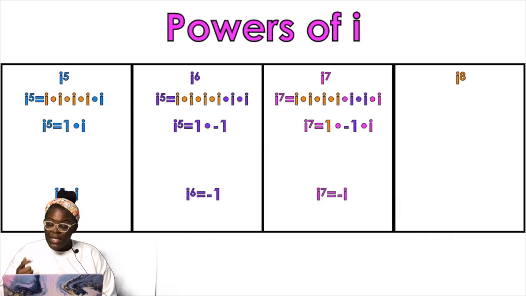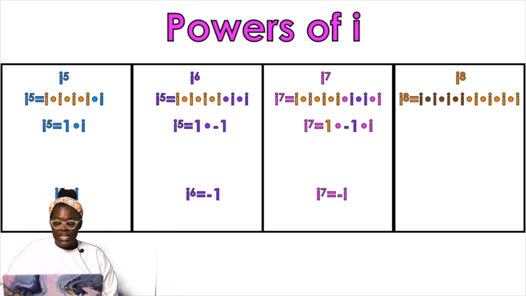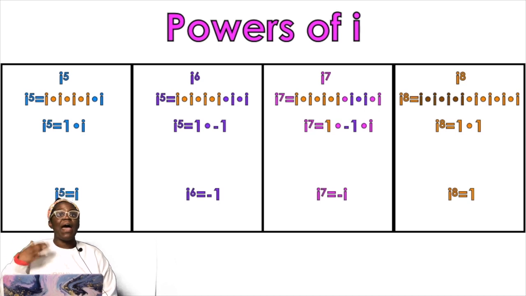And then that last one is going to be 8 i's. So that means I have 4 i's. I made them a darker orange, but they're still orange, right? Because 4 orange i's and then 4 orange i's is really going to be 1 times 1. And 1 times 1 is still what? 1. This pattern is going to repeat forever and ever. And that's basically the powers of i in a nutshell.